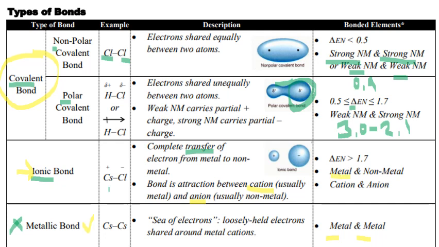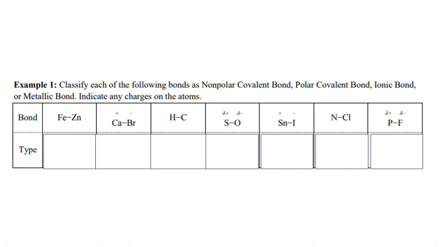Again, a metal and a nonmetal, ionic bond. And up here, typically you're thinking nonmetal, nonmetal, always. So that's kind of your key here. If you notice nonmetal, nonmetal, that's going to tell you it's always going to be a covalent. Again, metal, nonmetal, ionic; metal, metal, metallic. So if we look here, the directions say we're going to classify each of the following bonds as nonpolar covalent bond, polar covalent bond, ionic bond, or metallic.